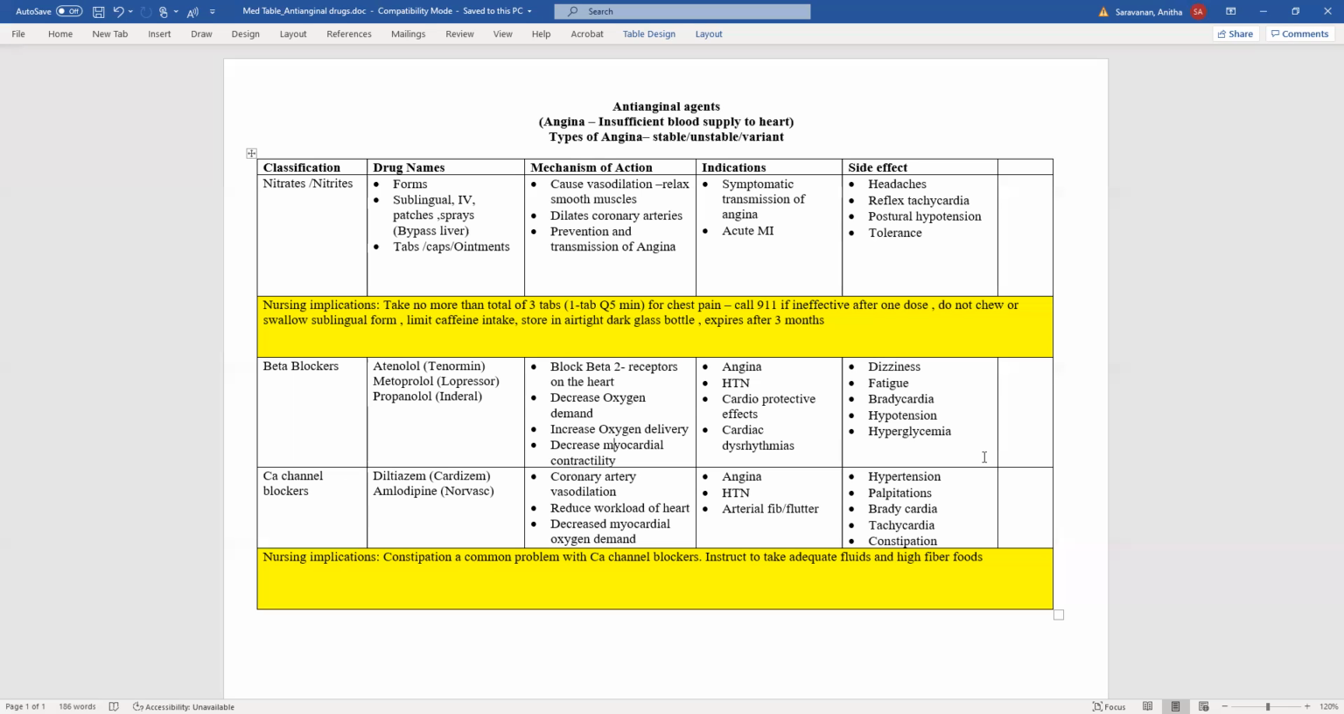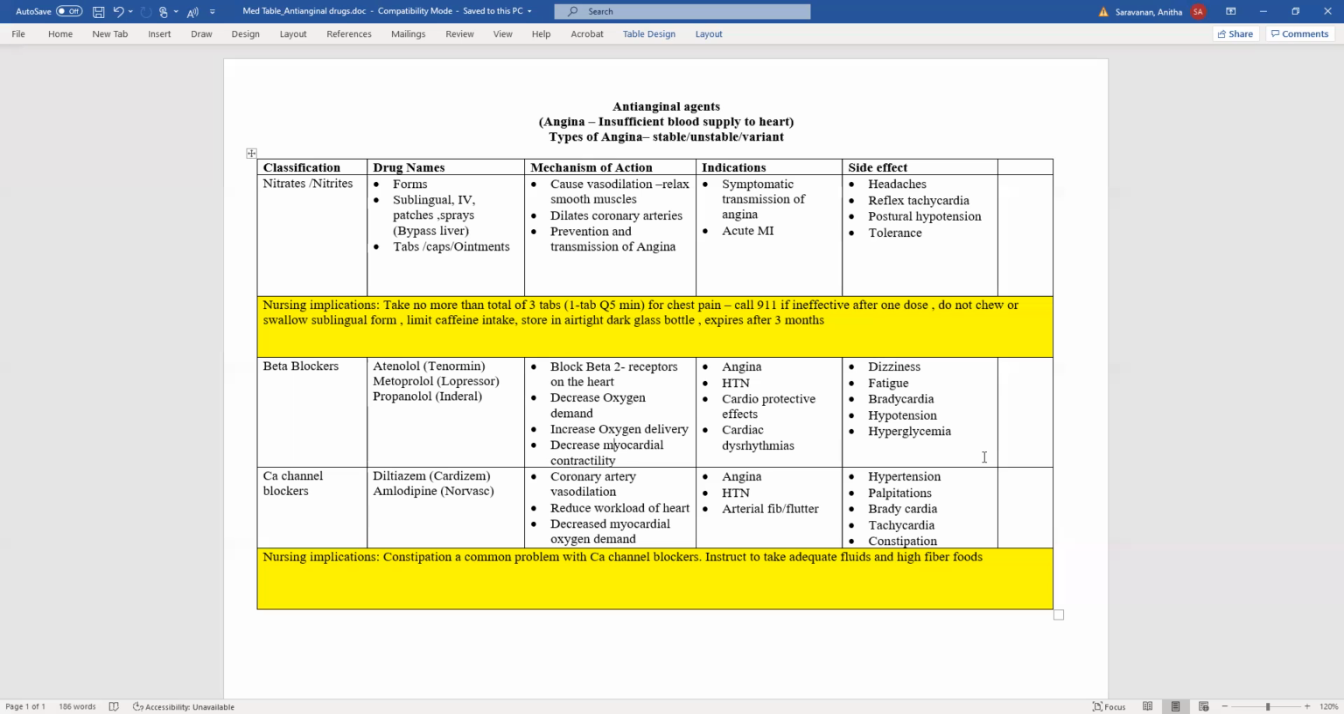Some of the reasons a patient might be placed on beta blockers are post-MI or for hypertension. Also, this is very commonly given. Beta blockers are very commonly given for cardiac dysrhythmias as well. So some of the side effects include fatigue or bradycardia or hypertension and hyperglycemia. Sometimes there's still studies to find out why in some people they have hypoglycemia as well.